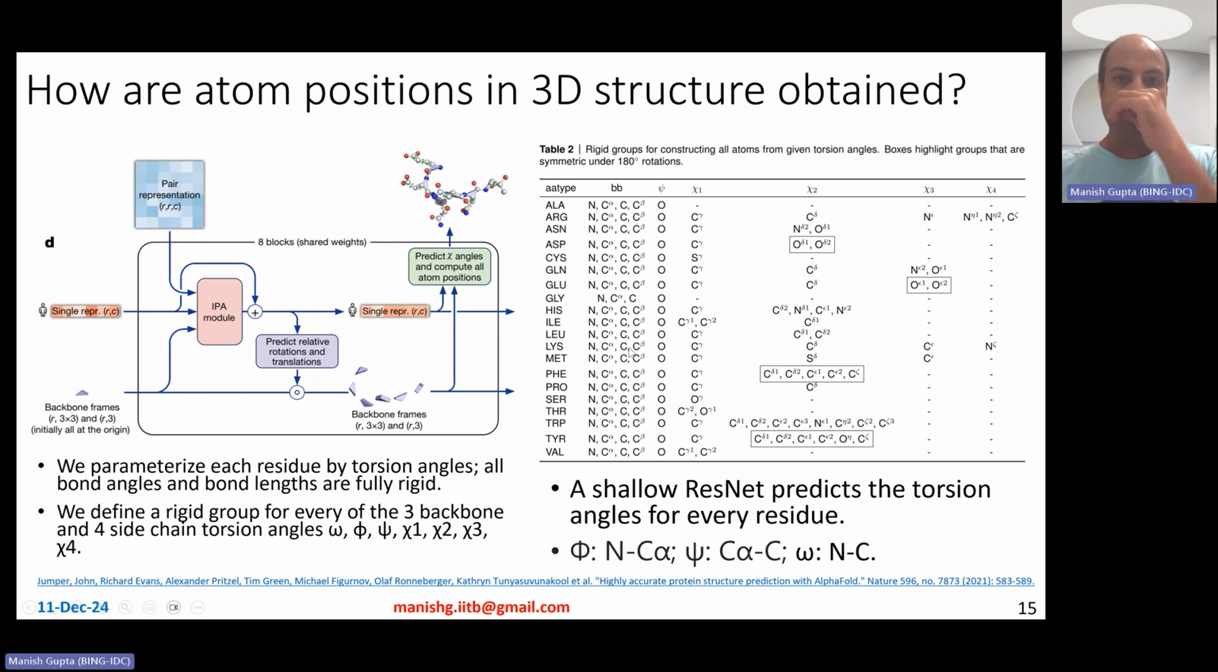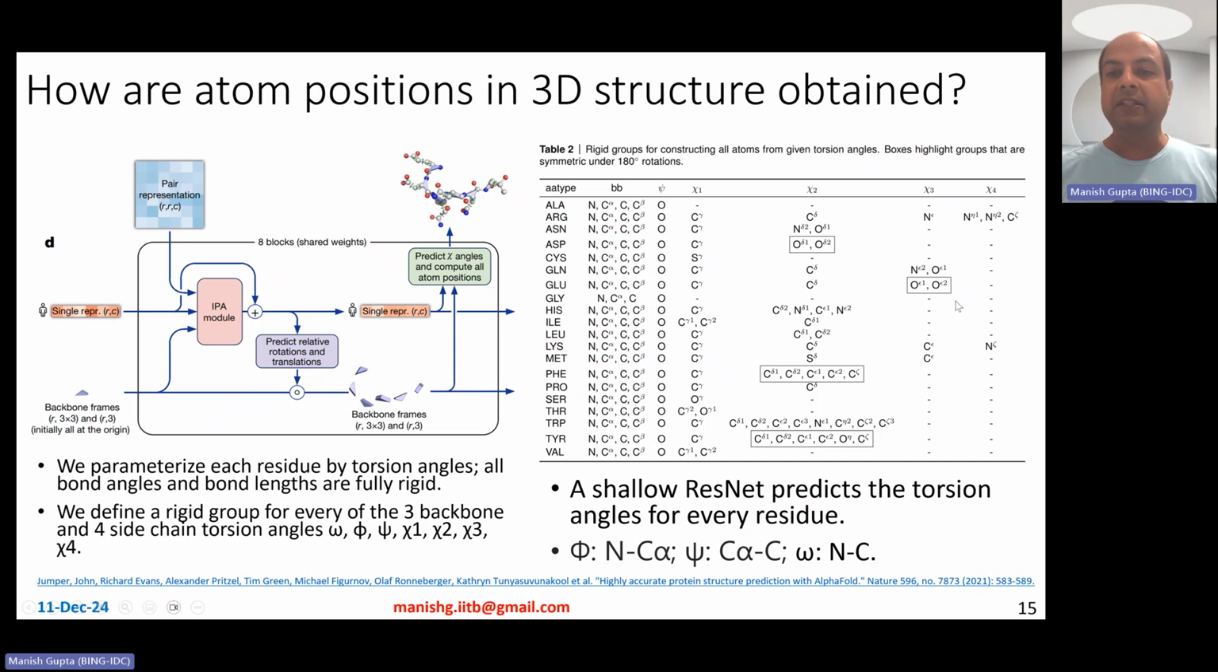Now, what do rigid groups mean? In this table, what you see is 20 amino acids, right? So they are representations for each of those 20 amino acids. So here is the backbone. Backbone is N, C alpha, C. In most cases it's N, C alpha, C and C beta, but only in glycine, it's basically N, C alpha, C, okay?